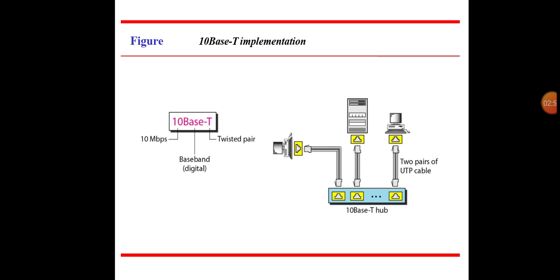This is the 10Base-T implementation: 10Base-T hub, two pairs of UTP cable, twisted pair, baseband, 10 megabits per second.